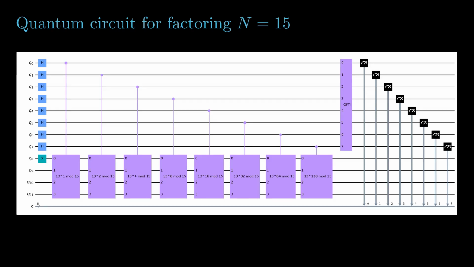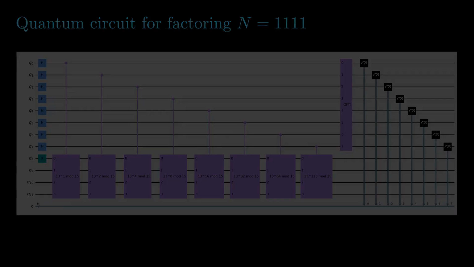15 in binary is represented by the number 1111. This is why we need 4 bits to represent our number. From here on, the top 4 bits will be known as the X register, and the 4 bits below it will be known as the W register. The circuit is quite complicated, so we'll take it step by step.